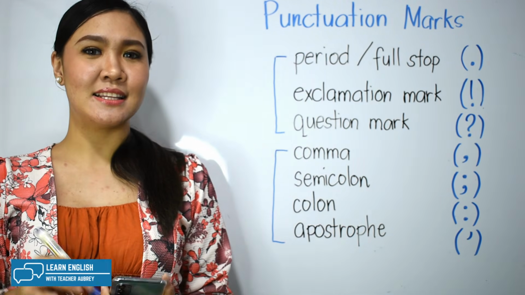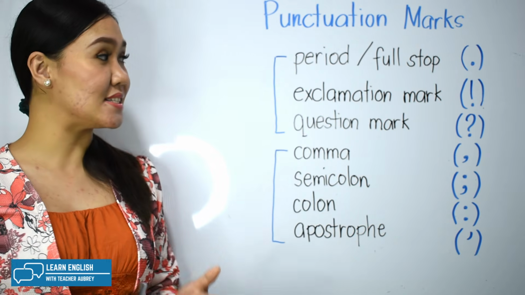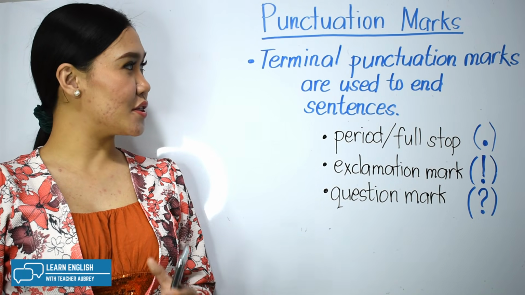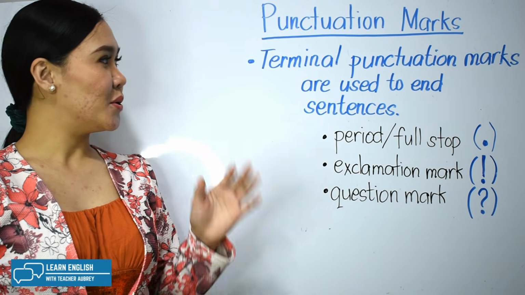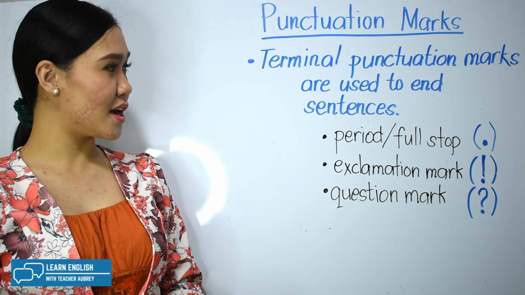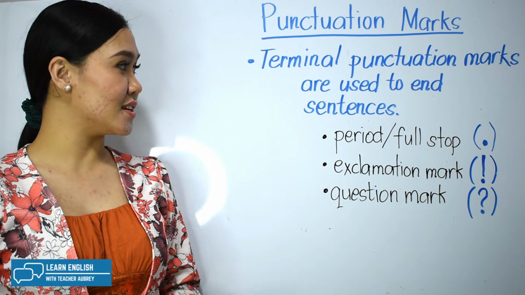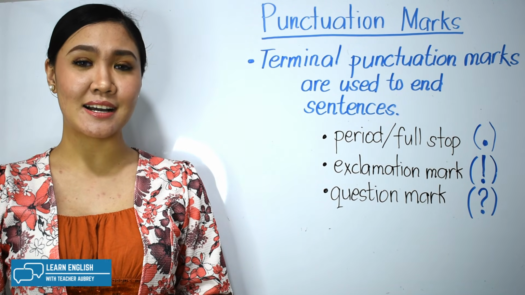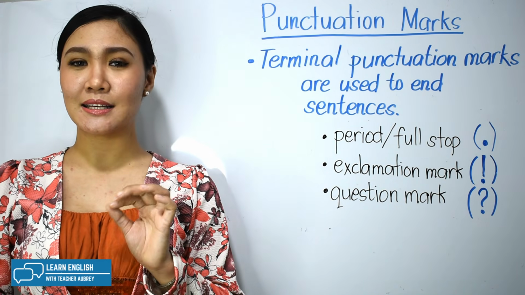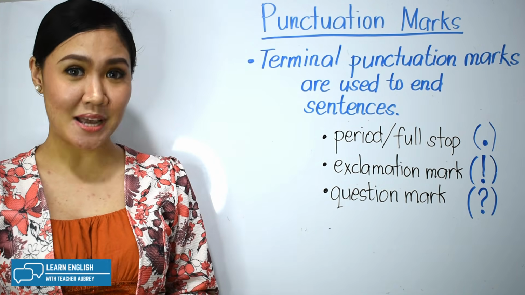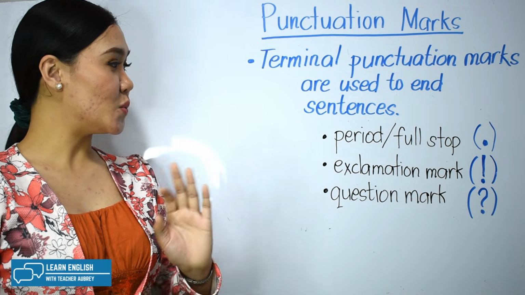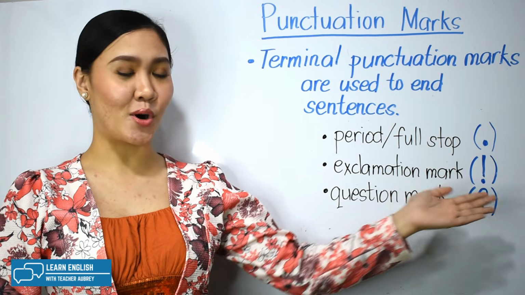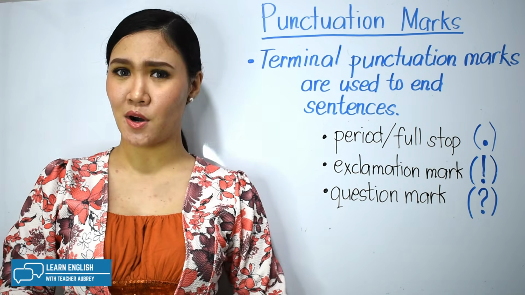Ngayon, mas alamin natin isa-isa kung paano at saan nga ba natin sila dapat na gamitin. Now, let us take a closer look at the terminal punctuation marks. When we say terminal punctuation marks, they are the marks that we are using to end sentences. Sila yung mga marka o mga tanda na ginagamit natin kapag patapos ang isang pangungusap. Mayroon tayong tatlo. We have the period or the full stop. We have the exclamation mark. And we have the question mark.